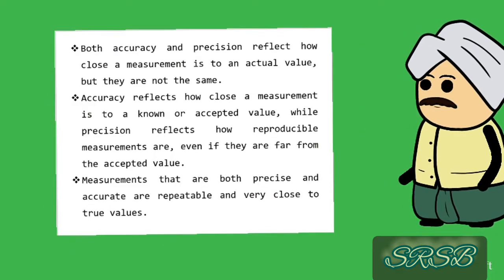Both accuracy and precision reflect how close a measurement is to an actual value, but they are not the same. Accuracy reflects how close a measurement is to a known or accepted value, but precision reflects how reproducible measurements are, even if they are far from the accepted value. How much variation or deviation there is from the accepted value matters. So measurements that are both precise and accurate, or repeatable, are very close to true values.